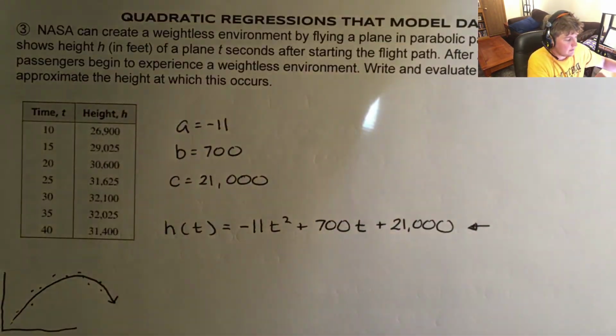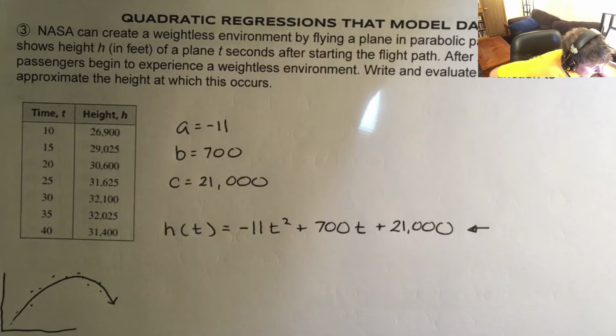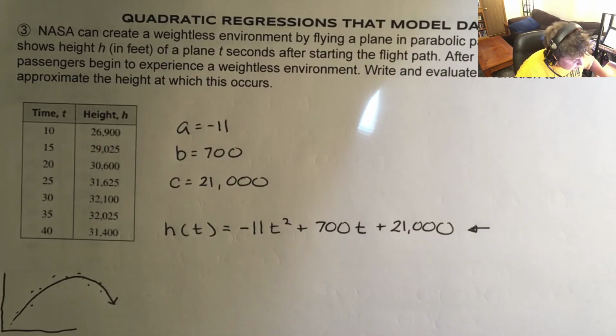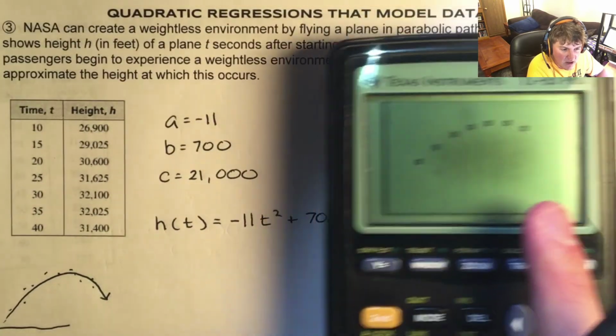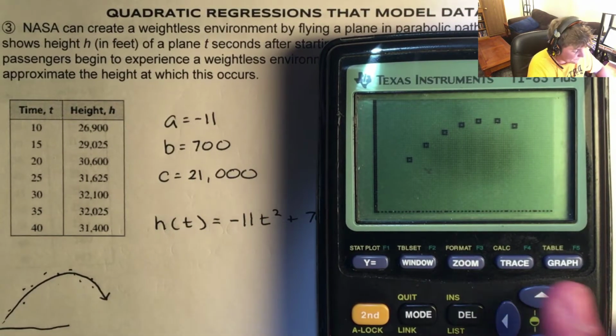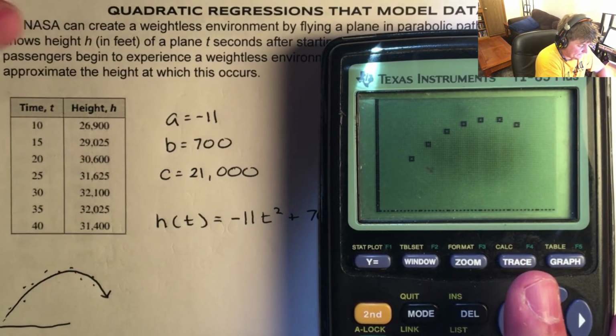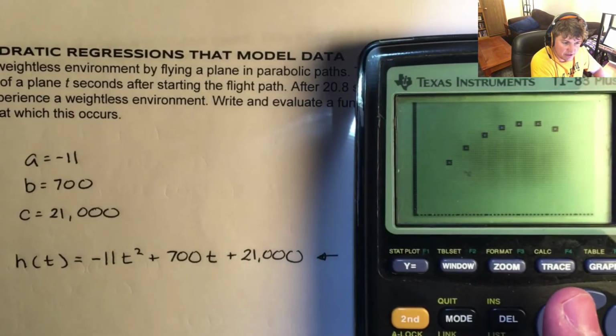Okay, so what do we have to do next? It says after 20.8 seconds, approximate the height at which it occurs. So what we can do here is now we have this graph. Let's actually get the line in there so that we can see. Let's go ahead and do that.